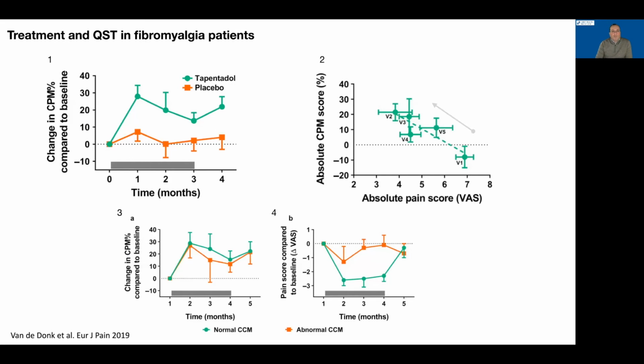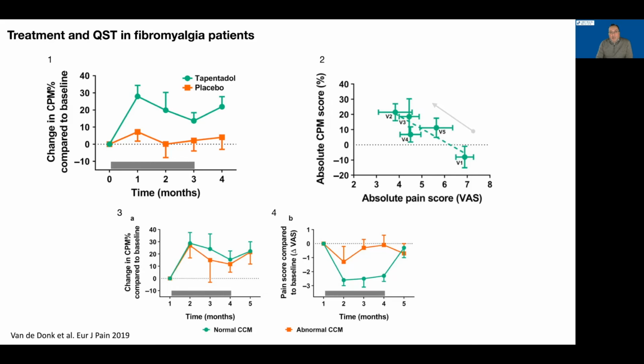Now, shortly about treatment. Here you can see treatment effect in patients that have fibromyalgia. And these patients were chosen because they had a defect in their conditioned pain modulation. This is published by Tine van der Donk in the European Journal of Pain 2 years ago. And you can see that treatment with a drug like tapentadol on the left top increases conditioned pain modulation. This is not unexpected. Tapentadol is a drug with a dual mechanism of action.